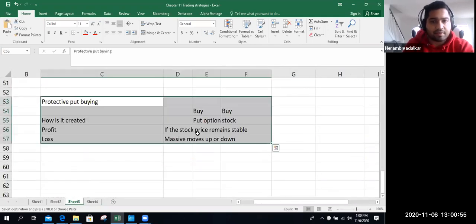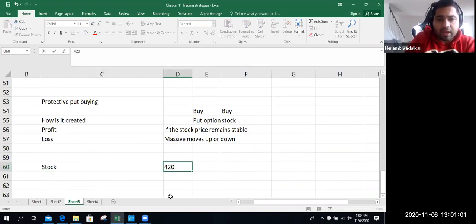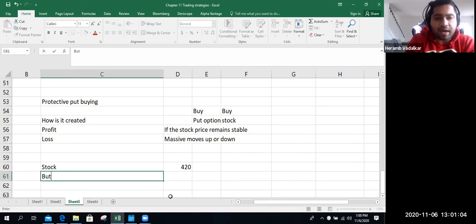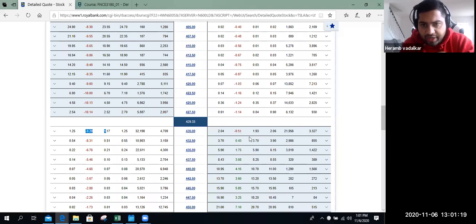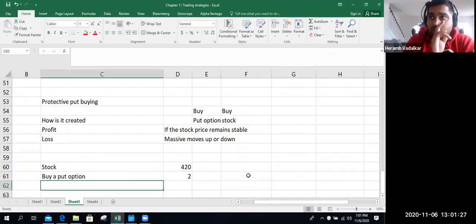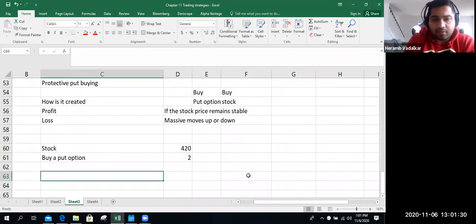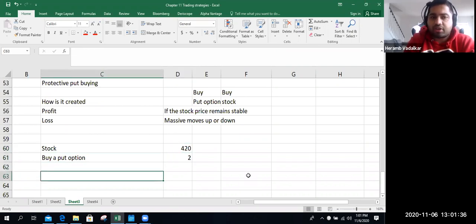So let's again look at Tesla. I have a stock of Tesla at 420. I want to protect it. So what will I do? I'll buy a put option. Okay. So let's say, what is the put traded at? The 420 put is traded at $2. So I'll buy a put option at $2. So let's see what happens. So this is my strategy, protective put: have the stock and buy a put option on it.